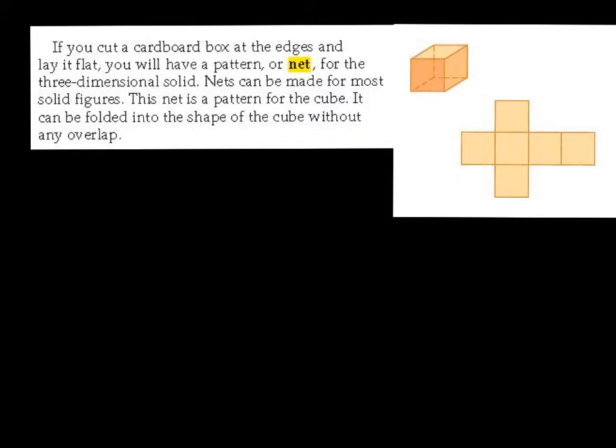If you cut a cardboard box at the edges and lay it flat, you will have a pattern, or net, for the three-dimensional solid. Nets can be made for most solid figures. This net is a pattern for the cube. It can be folded into the shape of the cube without any overlap or gaps.